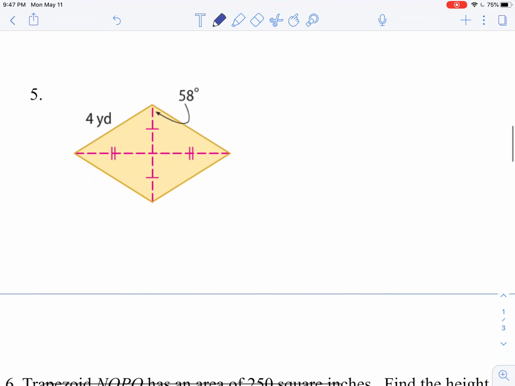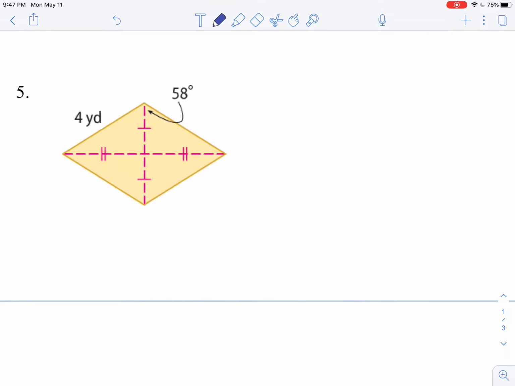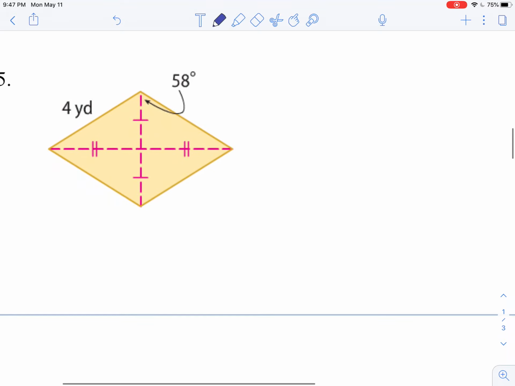Okay, things get a little bit more exciting when we get to something like question number 5. In question number 5, we have a kite. So in our kite, we know the diagonals are perpendicular. We know that we need the length of both diagonals in order to find the area, but we don't have the length of either diagonal.